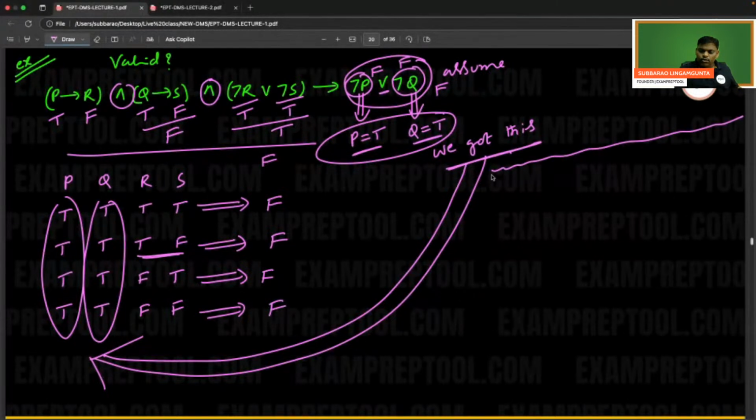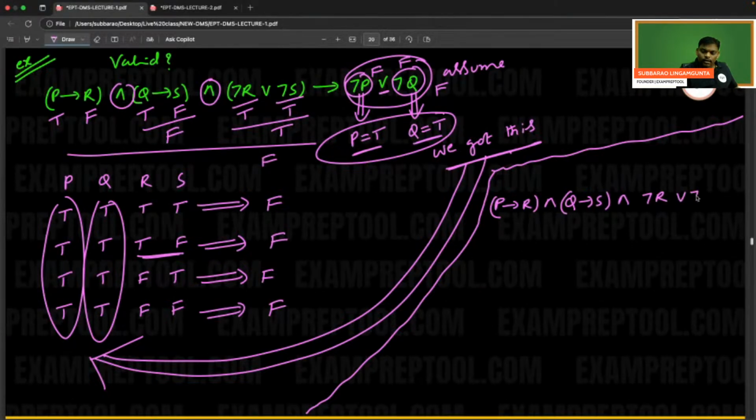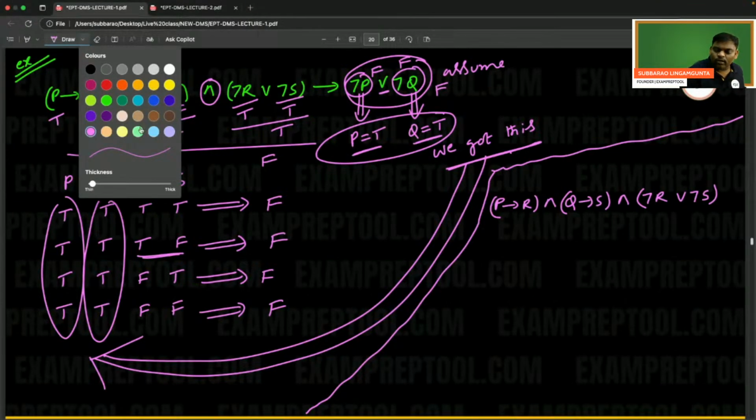Same thing I am doing using rules. So let me write once again. P implies end operation Q, Q implies S end operation, negation R negation S. P implies end operation, Q implies yes end operation, negation R negation, right? Negation R negation yes. This one we have to prove. So using the rules whatever you know, using them.